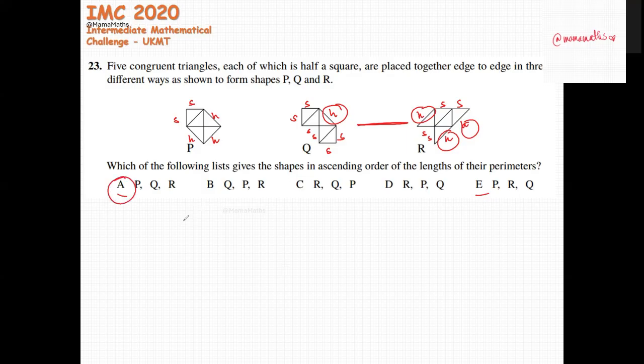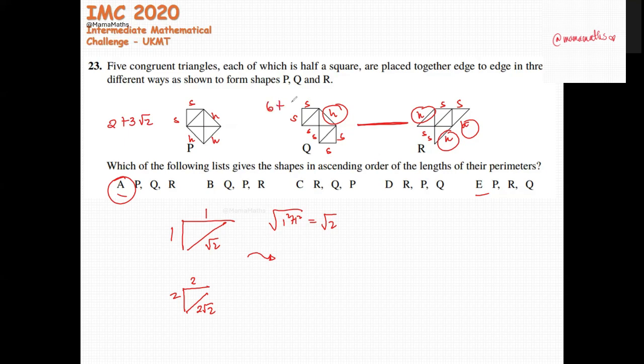Also, you can do that. If you have 1 here, the hypotenuse would be square root of 1 squared plus 1 squared. You can also compute that, which gives us square root of 2. Now, one application of this as well is that, regardless of what your number here is, say 2, you just add the square root of 2. It will be the same. Okay, now going back, if you do this one here, P will give us 2 plus 3 root 2. This will give us 6 plus root 2. And this one will give us 4 plus 3 root 2. So they are in ascending order from P, Q, R.